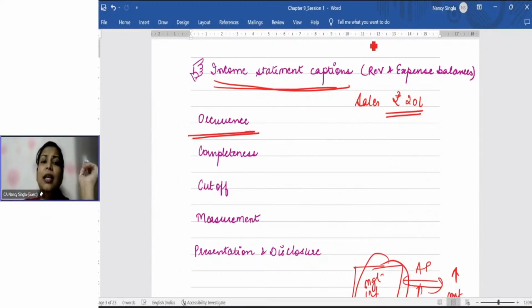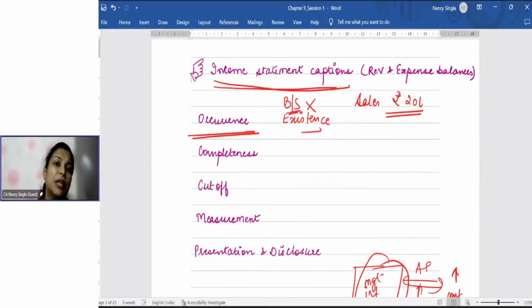Occurrence. This is a change of nomenclature only. You will not say that this much sales existed during the year. Existence you say with balance sheet items, that the building exists as on 31st March, plant and machinery and any of the liabilities exist as on this day. But sales, your income statement, your income and expenses, these occur during the year. So the occurrence assertion is that this 20 lakhs has actually occurred during the year and it relates to the entity. The auditor will verify this assertion, again by performing audit procedures.